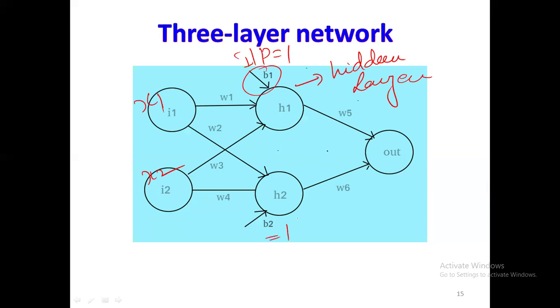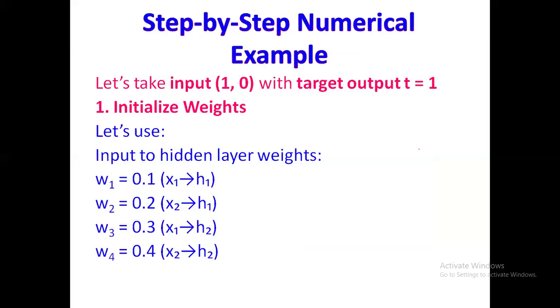In both cases the input value for the bias is 1. Here x1 is connected with w1 and w2 to h1 and h2, and x2 is connected with w3 and w4. Similarly, h1 is connected with the weight w5, and h2 is connected with the weight w6, and this is your output. This is the simple multi-layer perceptron.